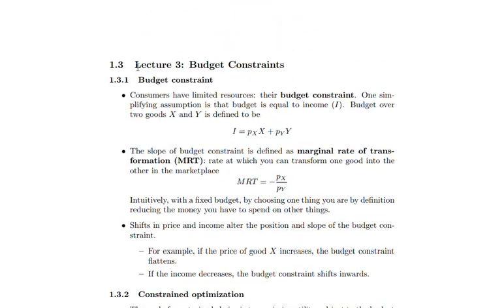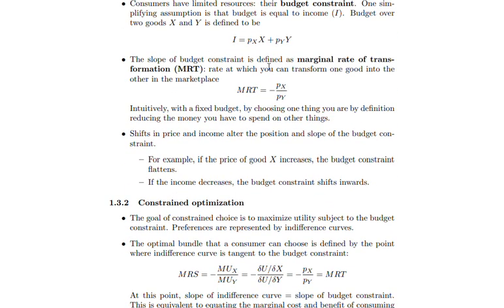Okay. Lesson 3 is budget constraint. The indifference curve tells you, if you had infinite money, how happy you are with each bundle. But in the real world, we all have a budget constraint. We are not Elon Musk. So consumers have limited resources, their budget constraints.